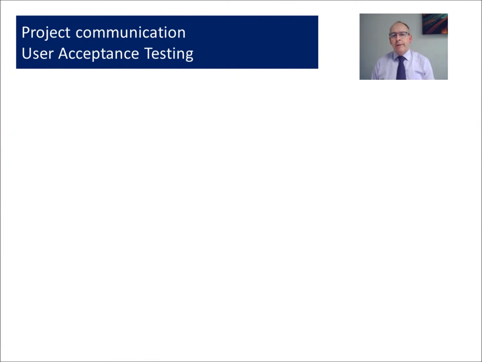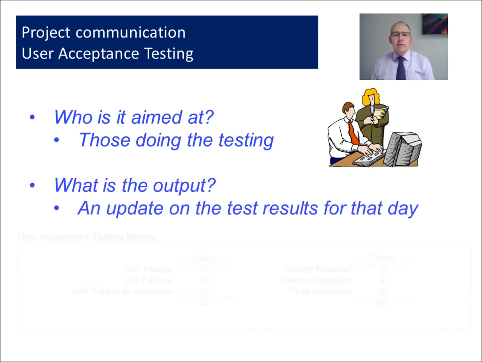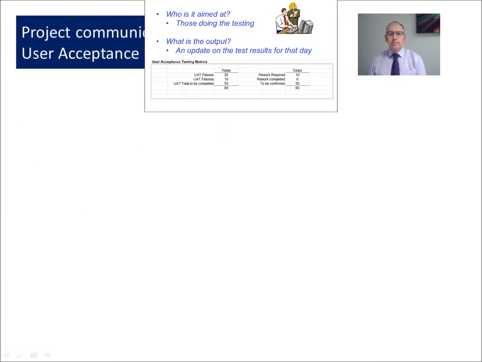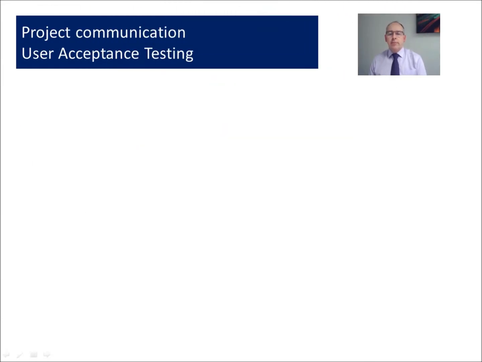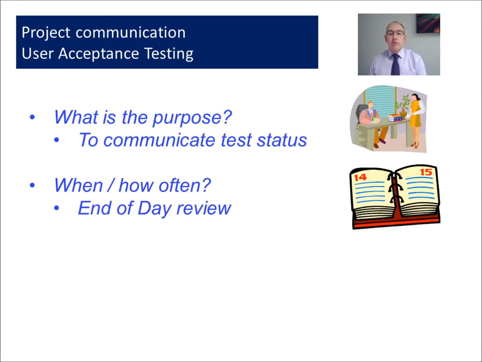If we look at a new area, user acceptance testing, during UAT, we need to get some feedback. Now the individuals that we'll work with are those doing the testing. And what we want as the output is an update on the results of the testing for that day. The purpose here then is to communicate test status. And how often is at the end of each day.